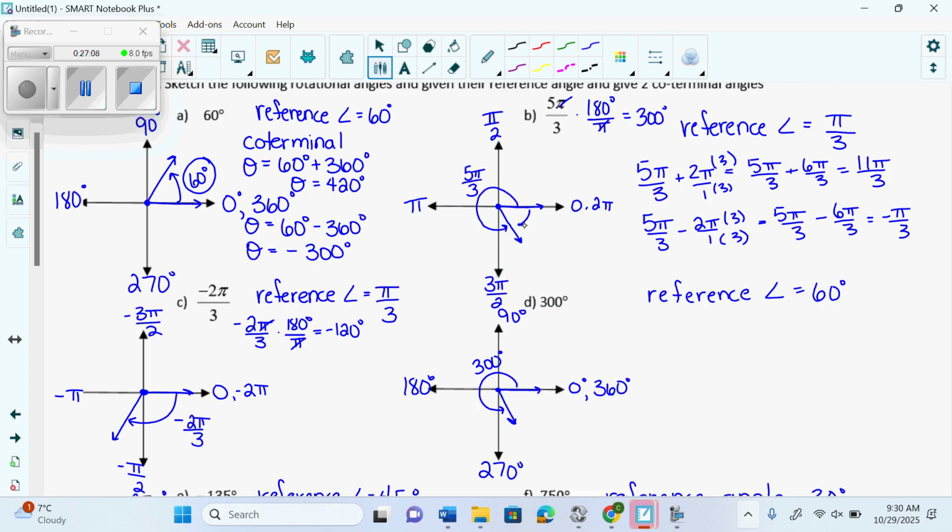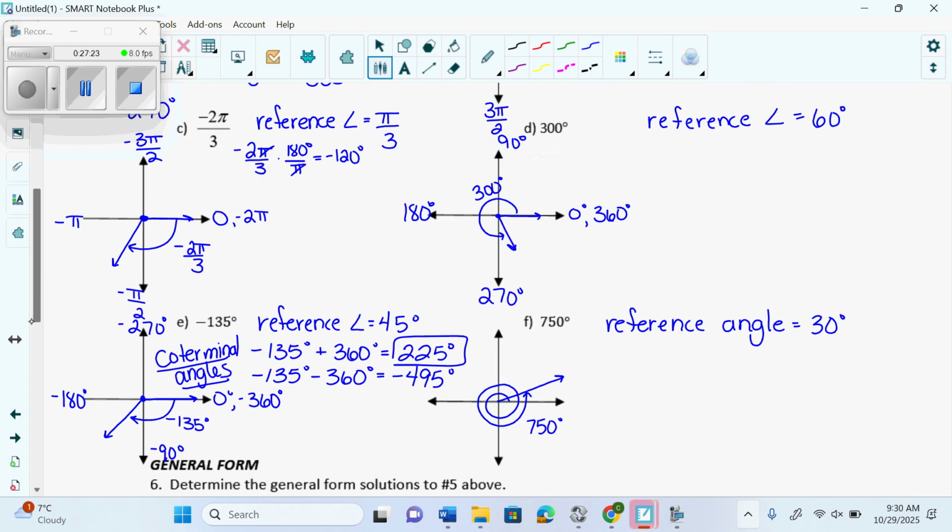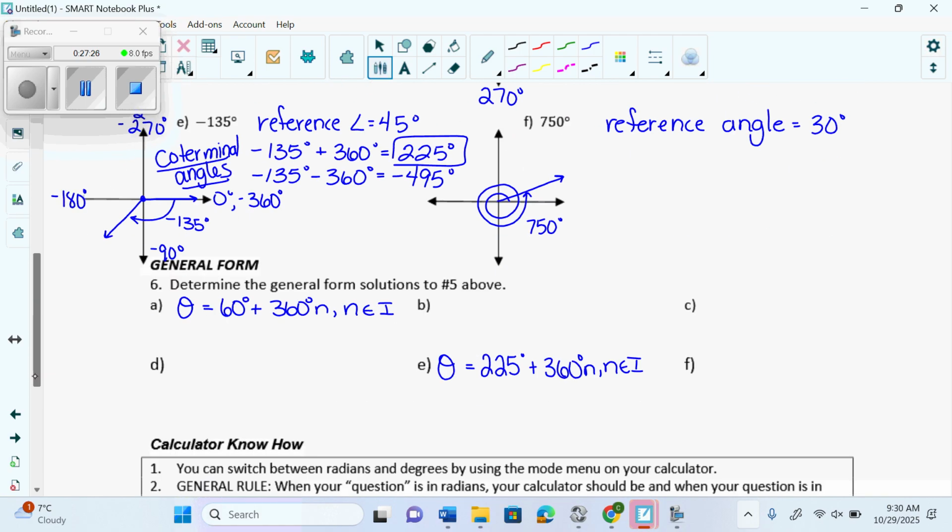What angle do I have to use for my general form? What general form would I have to use for my initial? 5 pi over 3, because that's the principal angle. So I'm going to go theta equals 5 pi over 3 plus what? 2 pi N or 2N pi, it doesn't really matter, they're all the same. And then, N is an element of the integers.